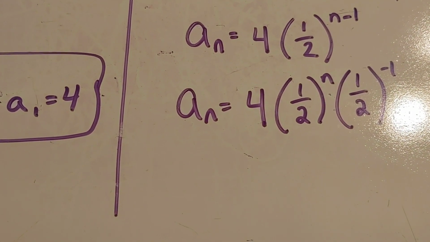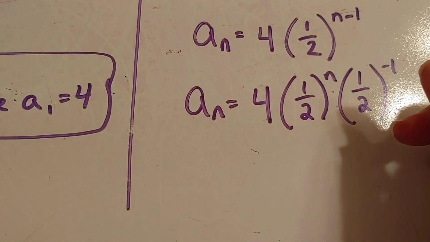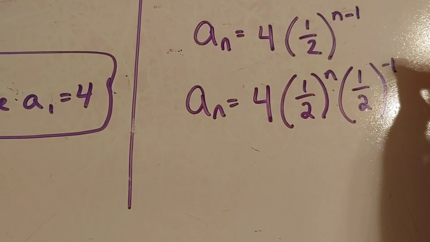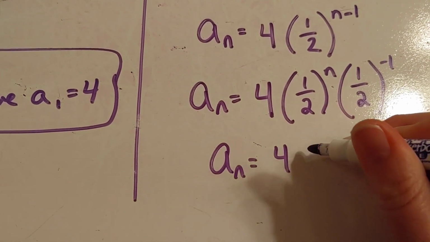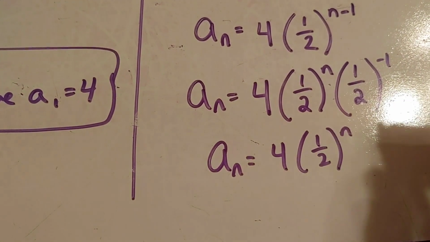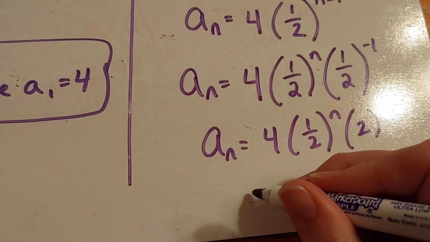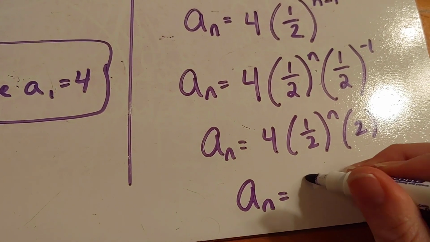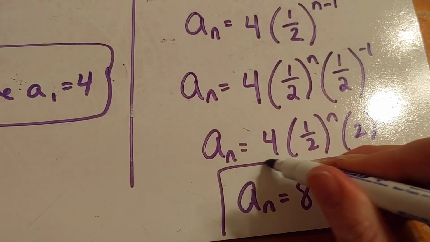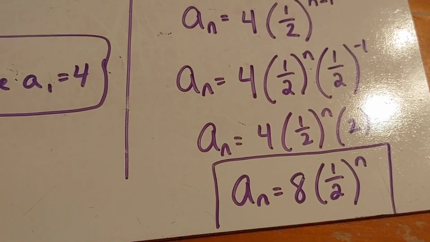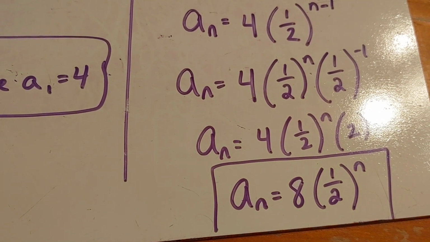All right, now once I did that, what does 1/2 to the negative 1 power simplify to? My fraction's going to flip, and it's going to be 2 over 1 to the first power. 2 to the first power is 2. So now I'm at the point where I have a 4 times a 1/2 raised to the n power times a 2. Let's go ahead and multiply the 4 times the 2. My final answer is going to be 8 times 1/2 to the n power. That is my simplified explicit formula, and I do want you to take the time to simplify these formulas. All right, let's go ahead and move to the next example.